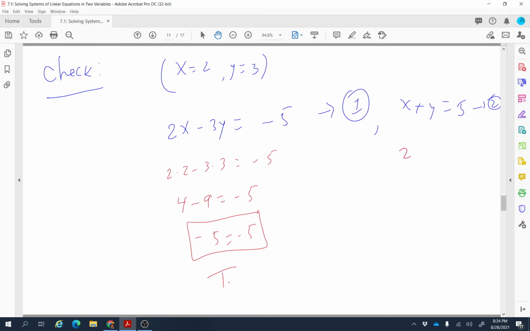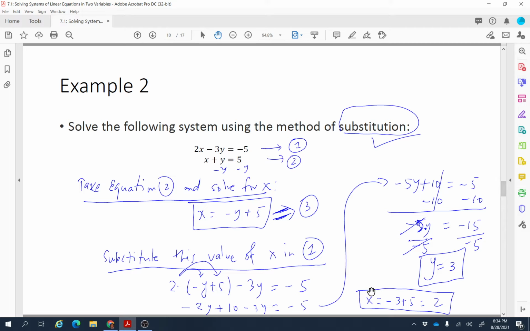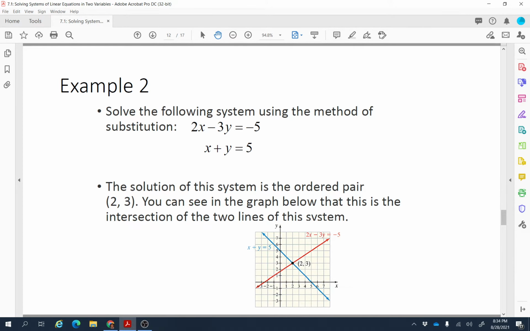For the second one, 2 plus 3 equals 5. That is 5 equals 5. And that is also a true statement. So that means this solution, x equals 2 and y equals 3, is the solution of this system. So we have one single solution. That means it's consistent and independent. So if we try to plot the graph of these two lines, we are going to see that they are intersecting at 2 and 3.